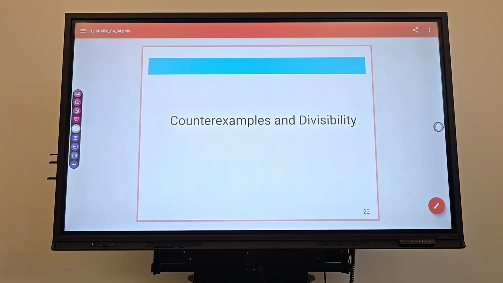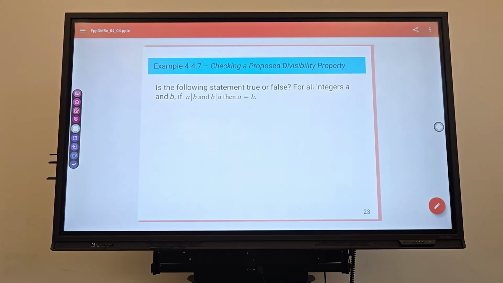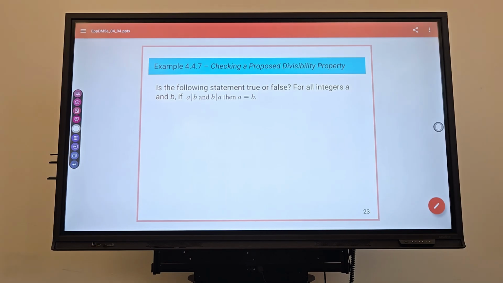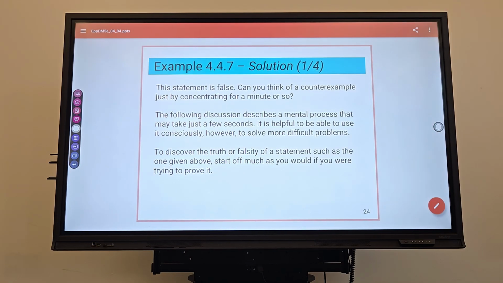Counterexamples and divisibility. Is the following statement true or false? For all integers a and b, if a divides b and b divides a, then a equals b. You think that's true or not true? Not true? All right, we'll see here. The statement is false. Can you think of a counterexample?